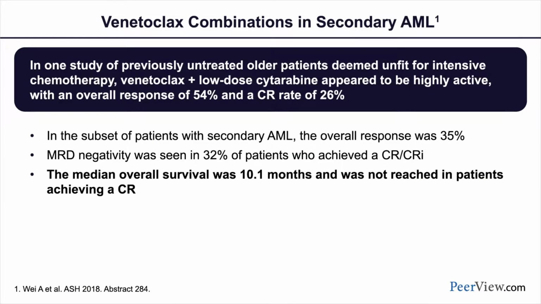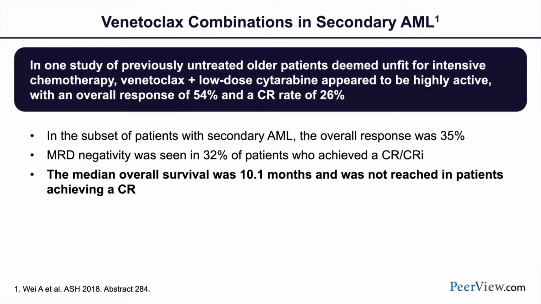We also have some recent evidence with venetoclax in secondary AML. In one study of previously untreated older patients deemed unfit for intensive chemotherapy, including many patients with secondary AML, the combination of venetoclax with low-dose cytarabine appeared to be highly active, with an overall response of 54% and a CR rate of 26%. In the subset of patients with secondary AML, the overall response was 35%.